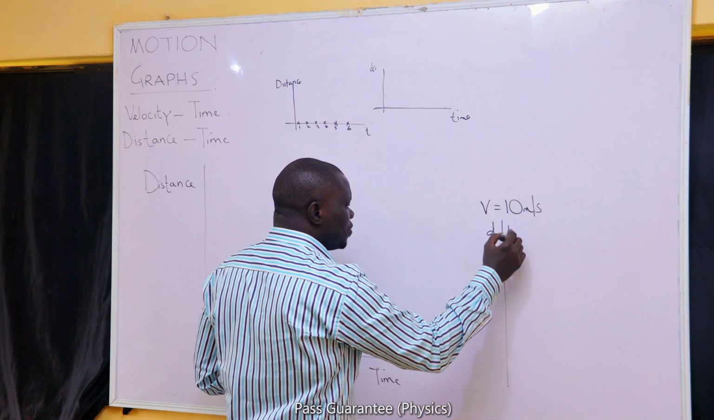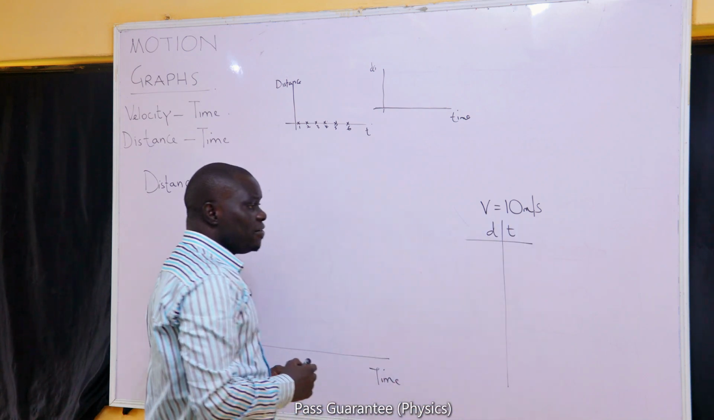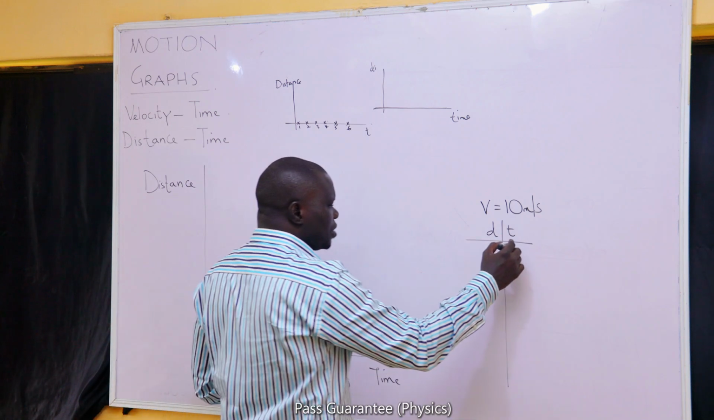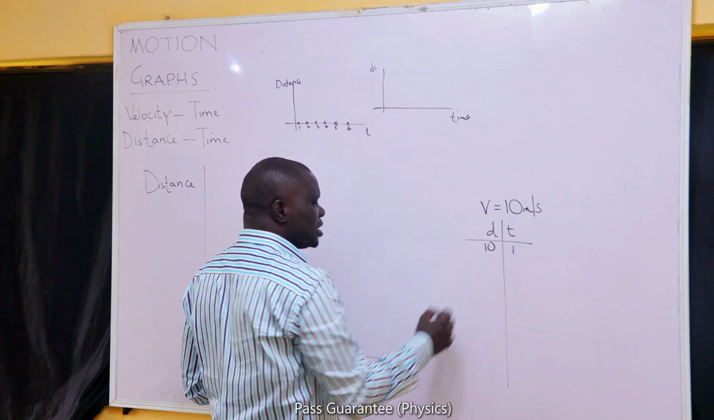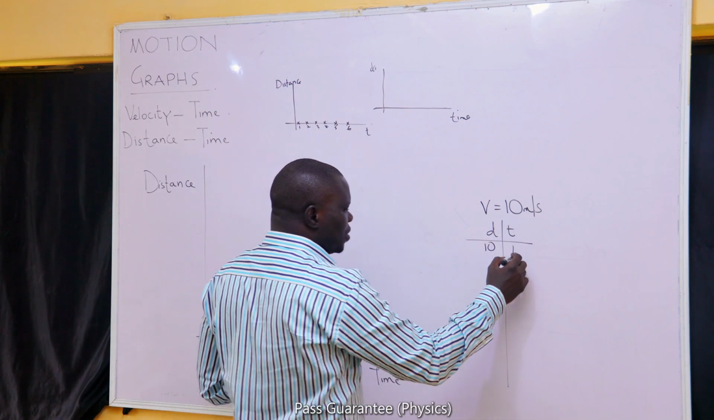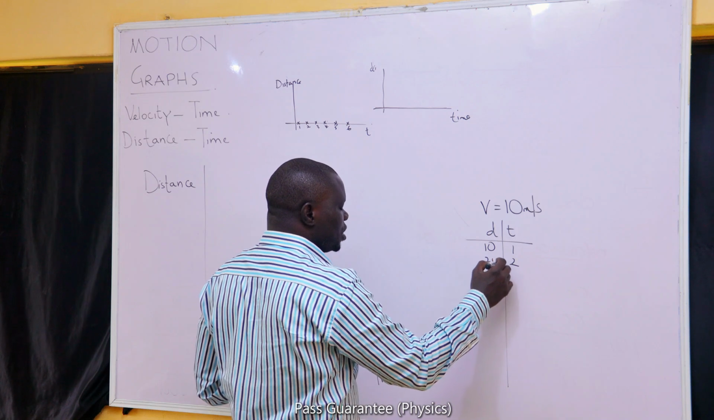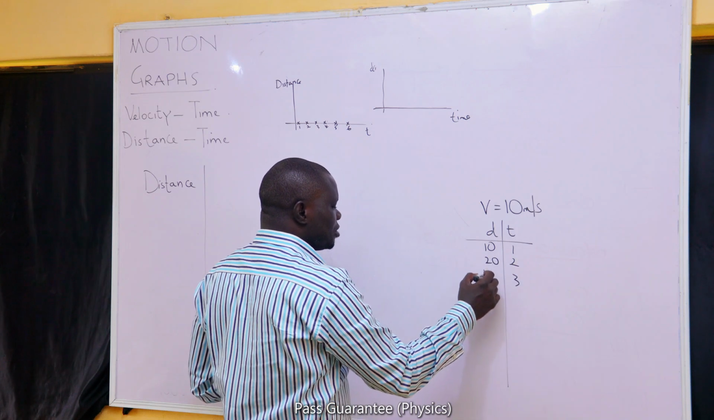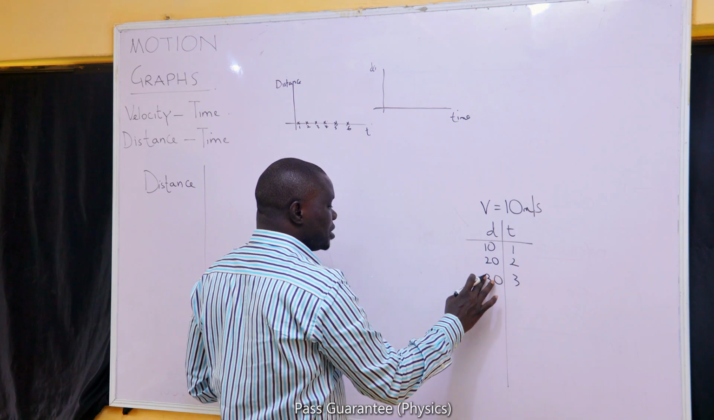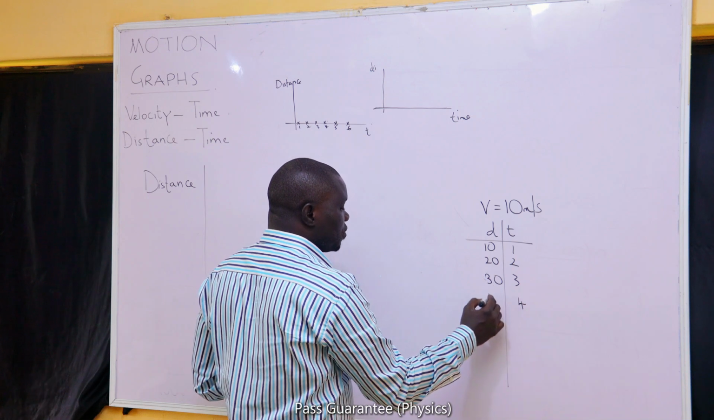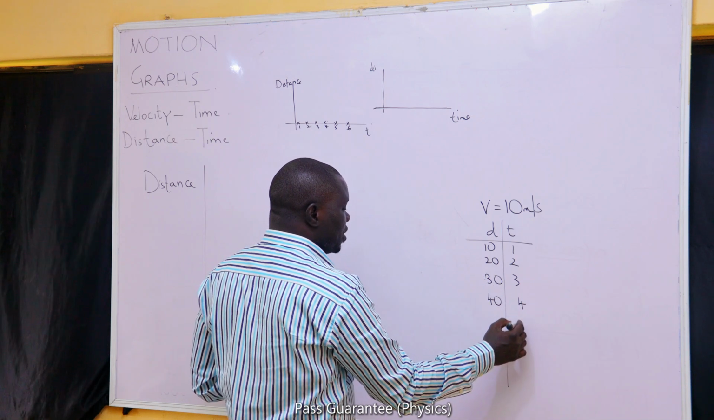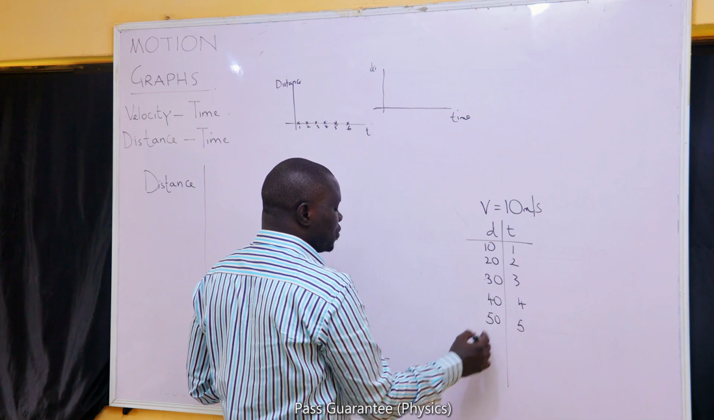it means that literally if I have to obtain the value of its distance at every point in time, after 1 second, I expect it to have covered a distance of 10. After 2 seconds, I expect it to have covered a distance of 20. After 3 seconds, I expect it to have covered a distance of 30. After 4 seconds, I expect it to have covered a distance of 40. After 5 seconds, it should have covered a distance of 50.